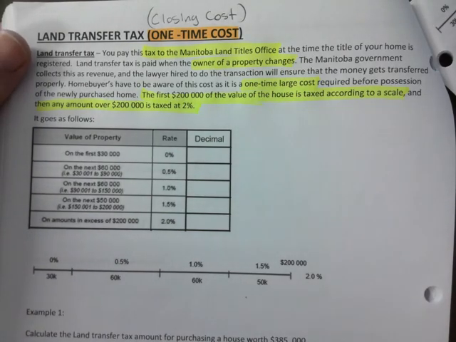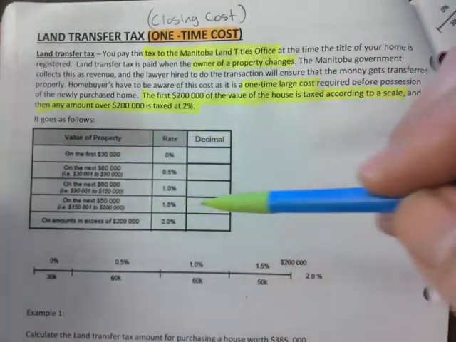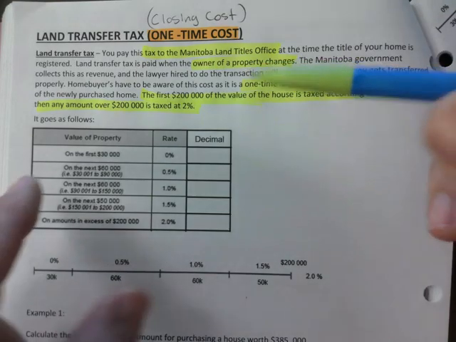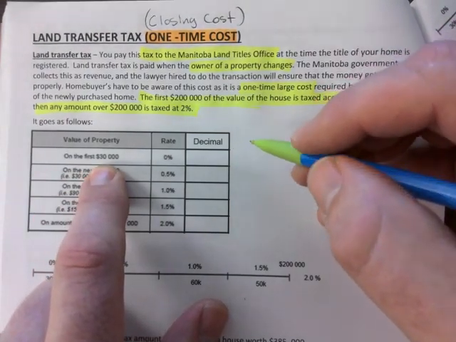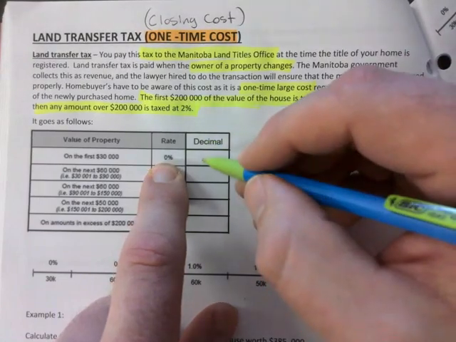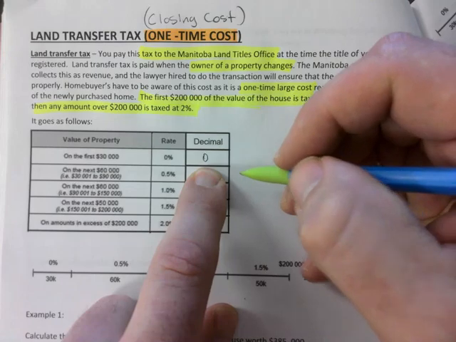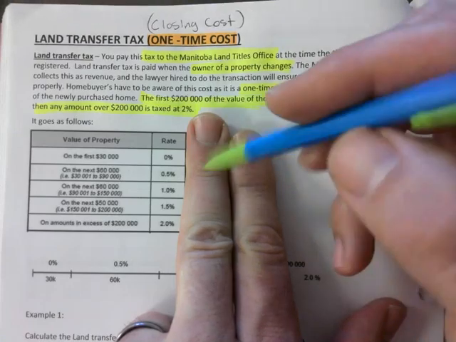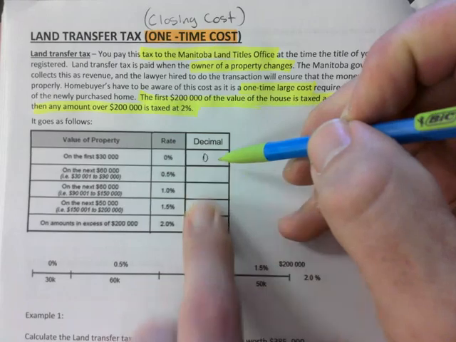So here we go. I would like you to have this table on a very small scale on your study sheet, and I'll tell you why in a bit. The first $30,000 of any property gets zero taxes. That's just zero as a decimal. This column I inserted, they will not give you that. The province will give you this part, but not the decimal part.